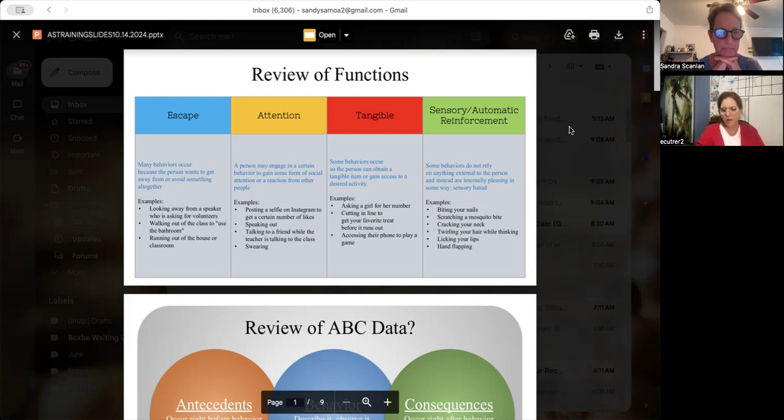Now, researchers are saying that there may be a fourth function, which is control, but there's not enough research on that yet. So these are the four that researchers do agree on. So that's the first thing.